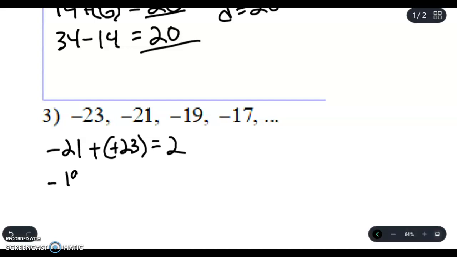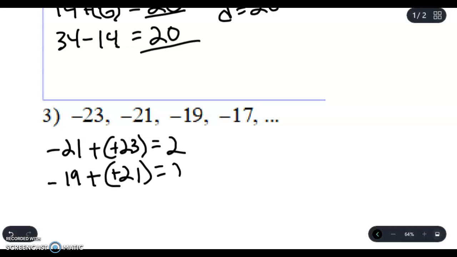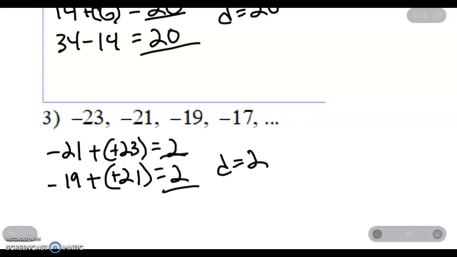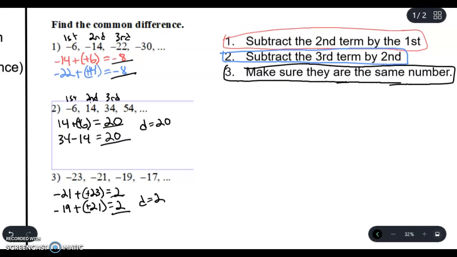So you got negative 19 minus a negative 21. Stay, change, change. Negative 19 plus a positive 21 is going to get us a positive 2. So they're both the same. So that common difference is 2. So that's finding the common difference.